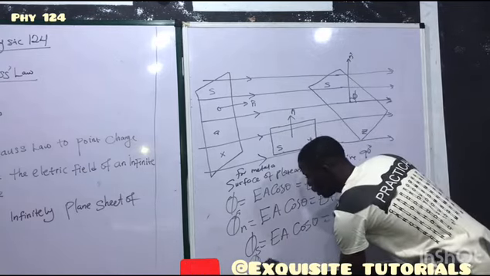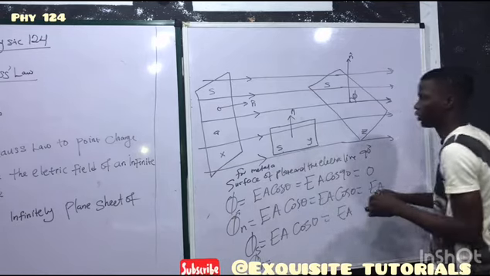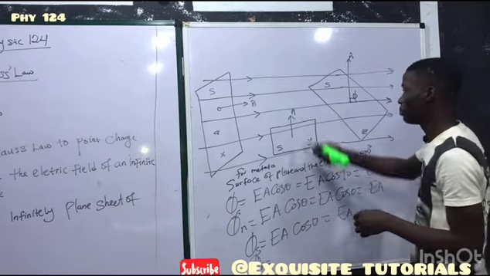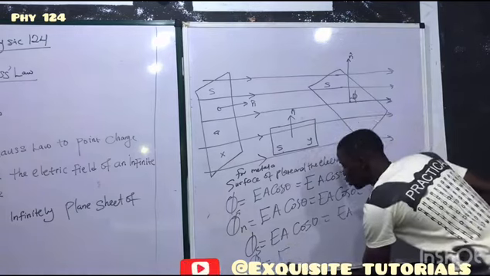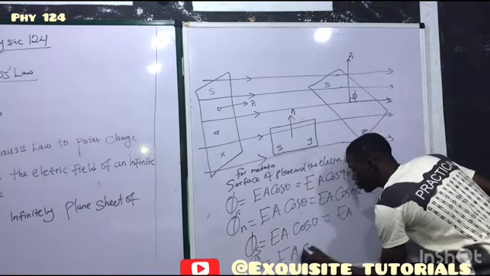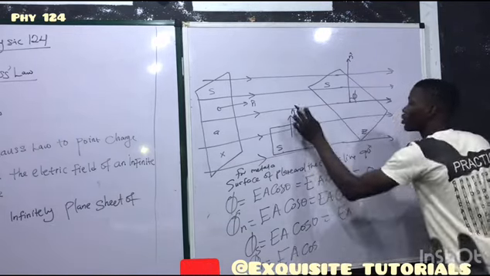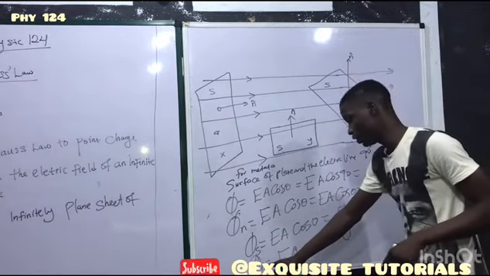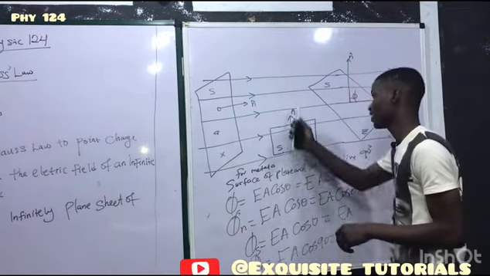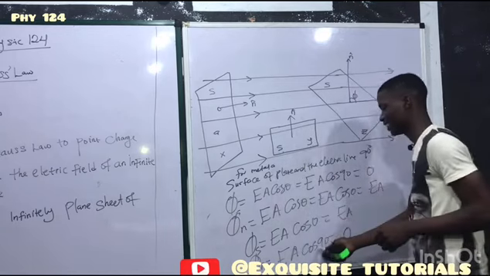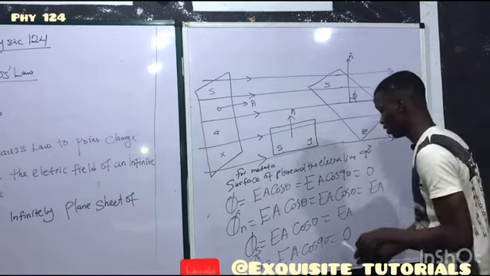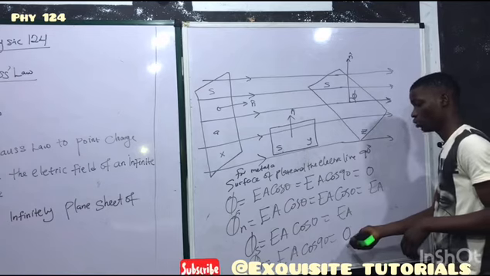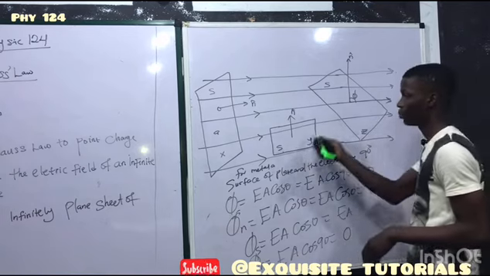But when it comes to our unit normal, it is now acting perpendicular. So in EA cos theta, theta will now be 90 degrees. The unit normal is acting perpendicular, so EA cos 90, and cos 90 is equal to 0. So everything will be equal to 0. Our electric flux at that point will be 0.